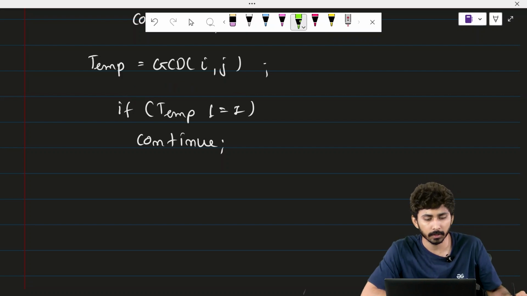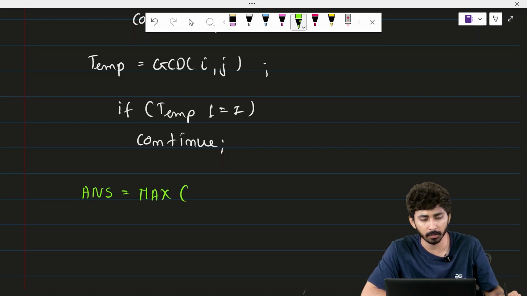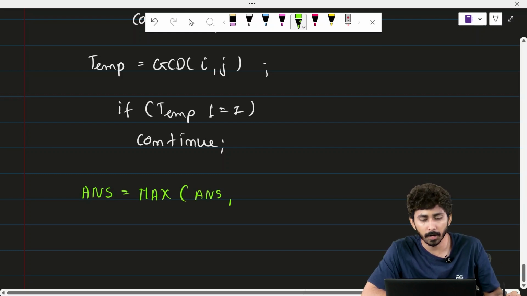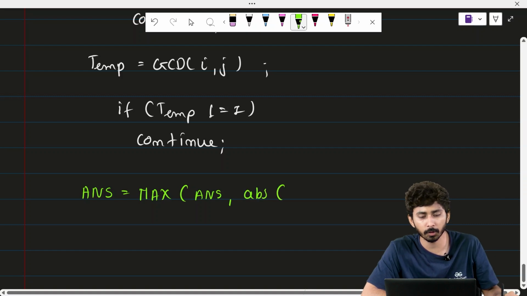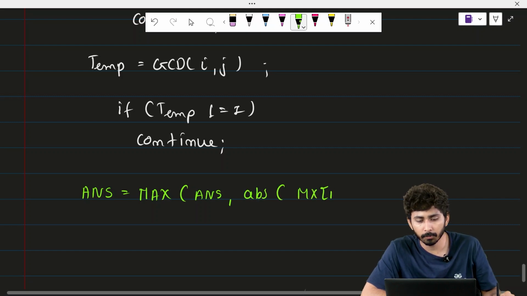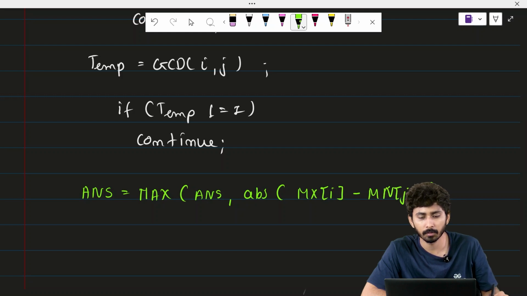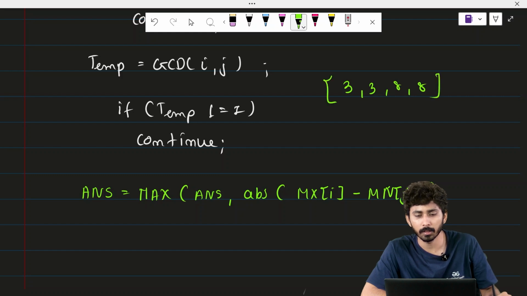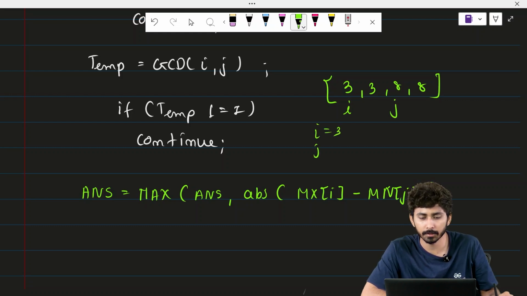Now if they are co-prime, if the GCD of i and j is 1, then what will be the answer? As I mentioned, the answer will be the maximum of answer and the absolute value of maximum of i minus minimum of j. Imagine this thing: 3, 3, 8 and 8. Let's say i equals 3 and j is equivalent to 8. i and j over here are elements.